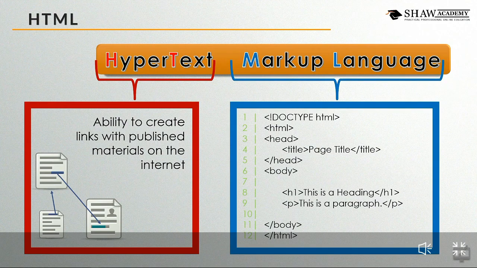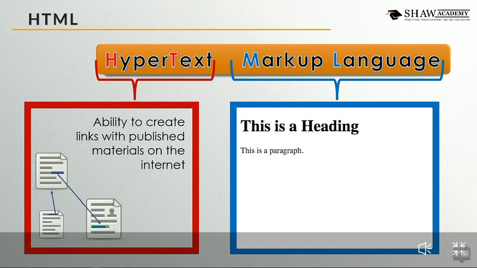Now, a markup language uses a series of tags to structure documents. And tags are used for everything from adding images and links to providing semantic or meaningful information to parts of your website. So HTML files are simply documents with text structured in a certain way that a browser can render it, just like that.